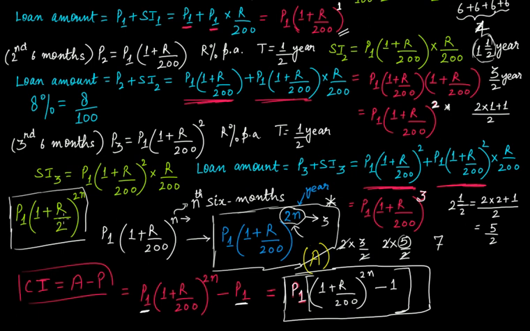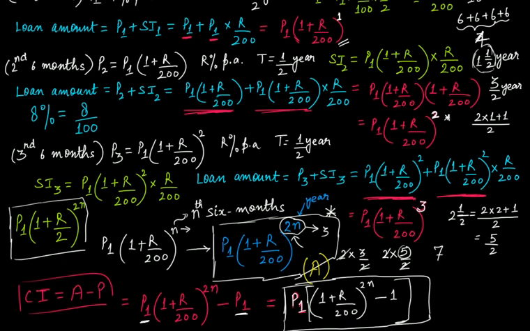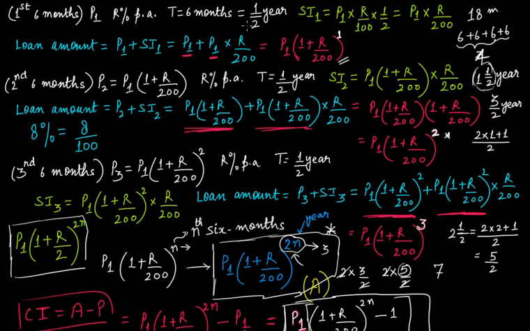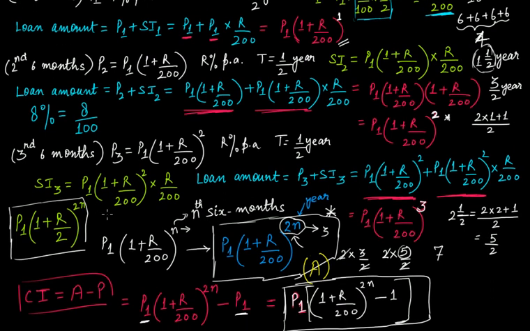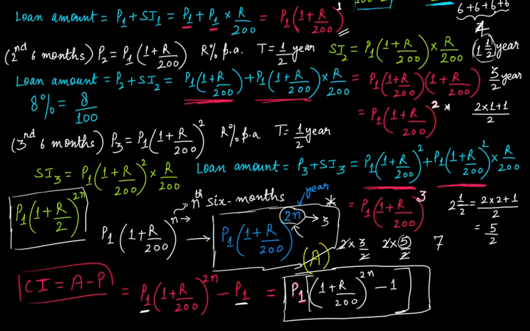Where are you getting this 2 from? This 2 you are getting from this t as half year, 1 by 2. Because when we calculated, r by 100 multiplied by 1 by 2 actually becomes r by 200. That's why in every step you are getting this r by 200, right? So this is the important one, and in our next video tutorial we'll discuss the formula to calculate the compound interest and the total amount when interest is compounded quarterly.